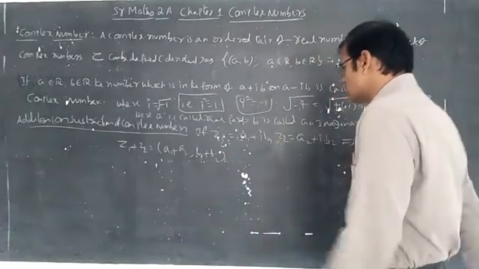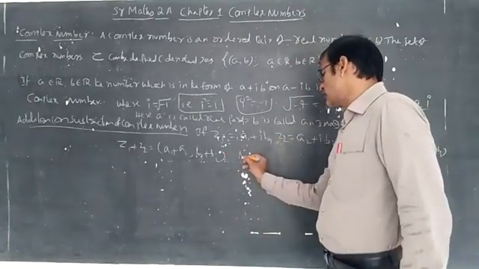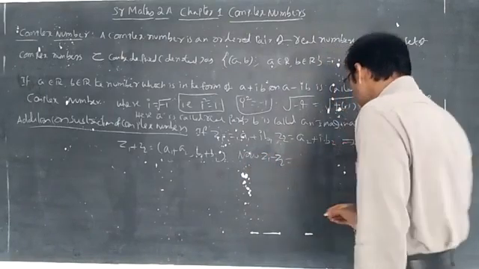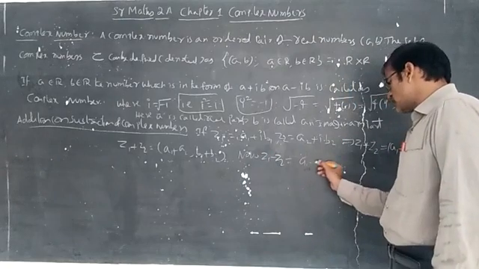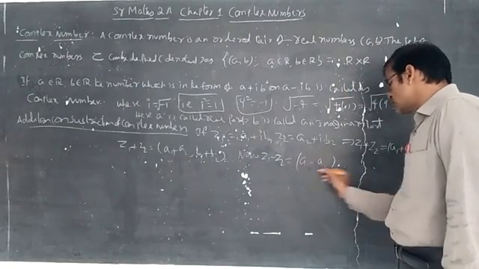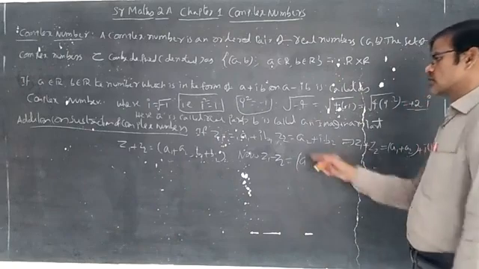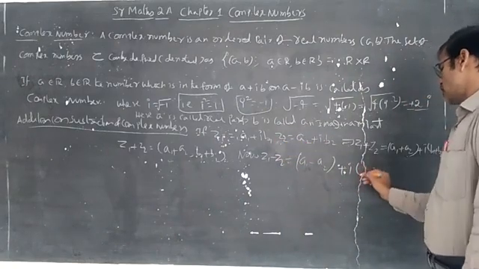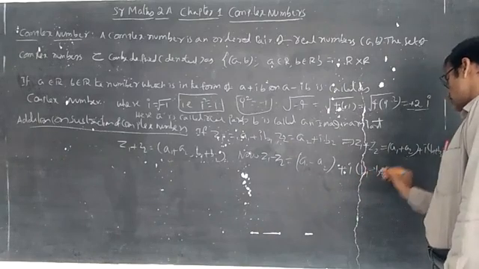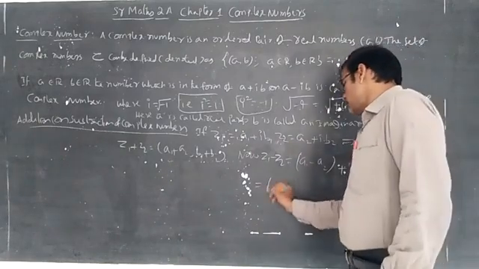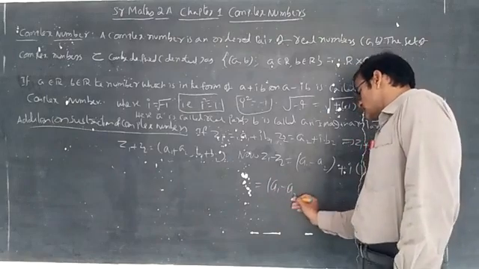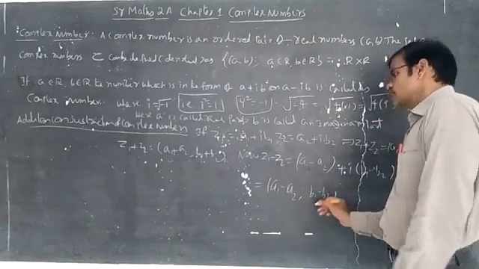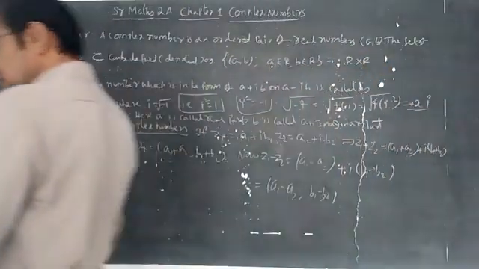So Z1 plus Z2 is equal to this. Now in a similar way, Z1 minus Z2 you can write as (A1 minus A2) plus i times (B1 minus B2). The representation you can write as the bracket (A1 minus A2, B1 minus B2). This is the addition and subtraction.